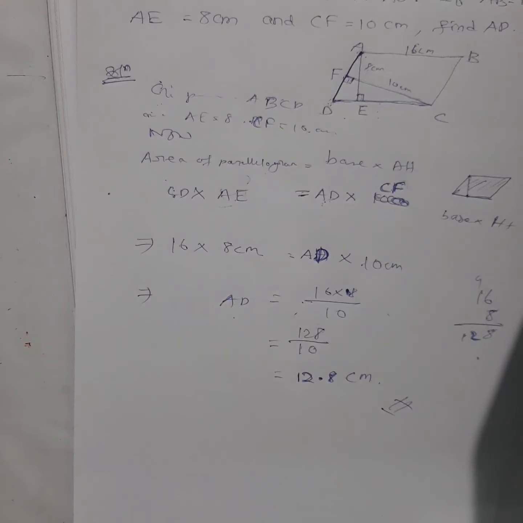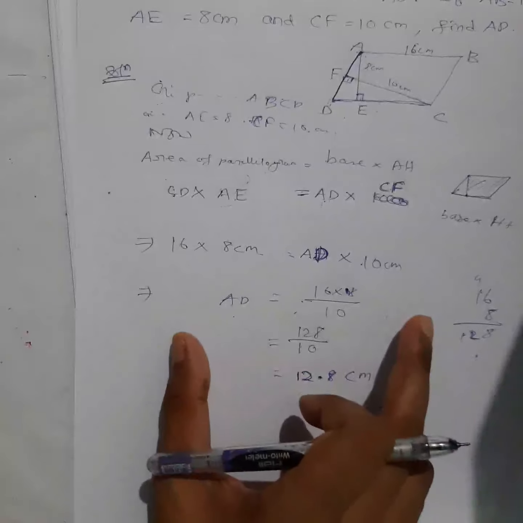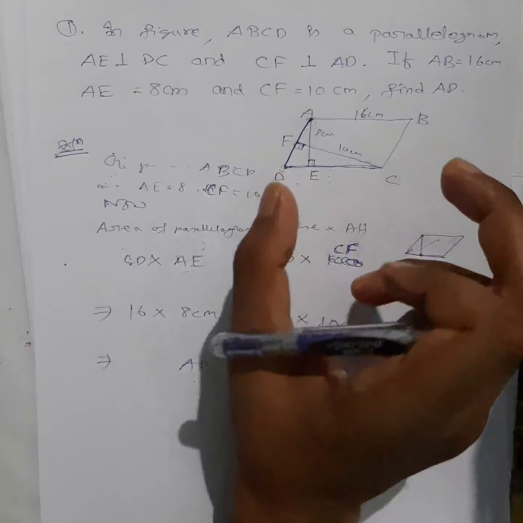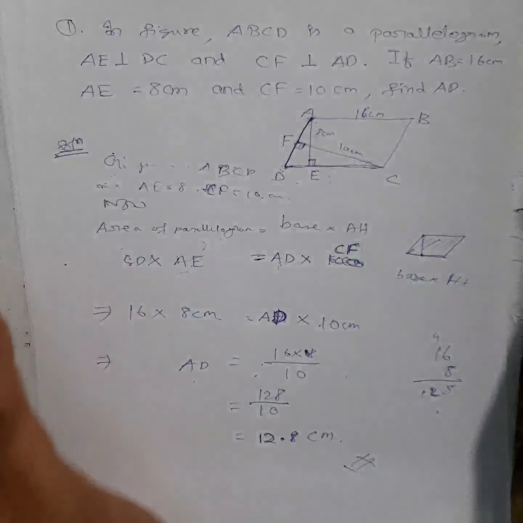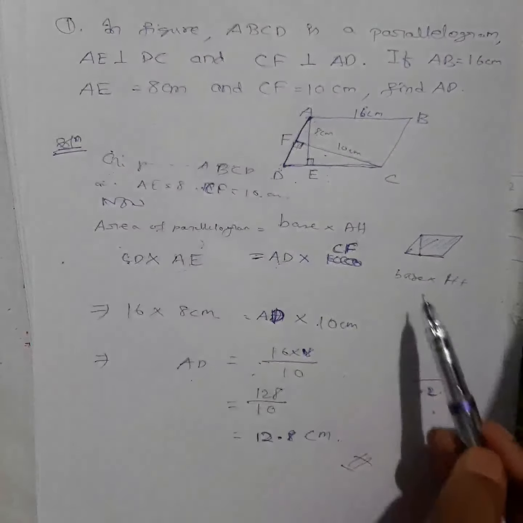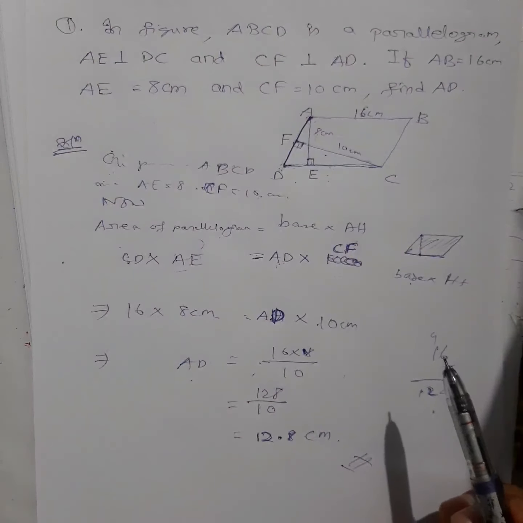Okay, that was a simple question, right? We didn't use the theorem from this chapter here. We have used our basic knowledge, whatever we studied in the lower class, that is class 8, the area of a parallelogram. Area of a parallelogram is always base into height.